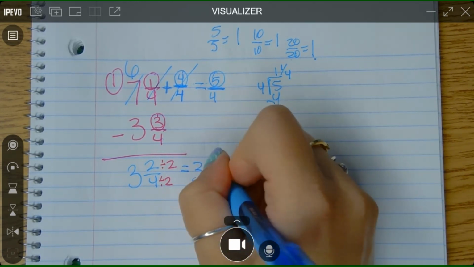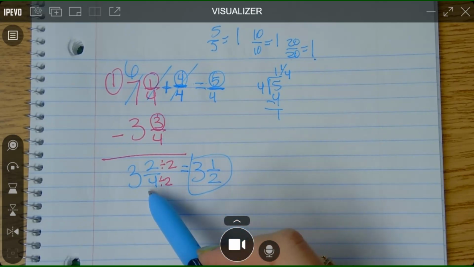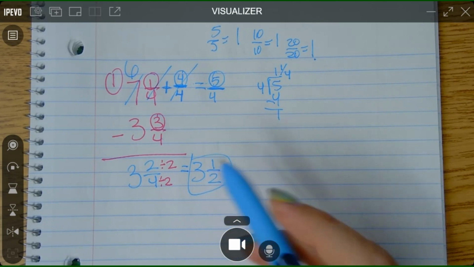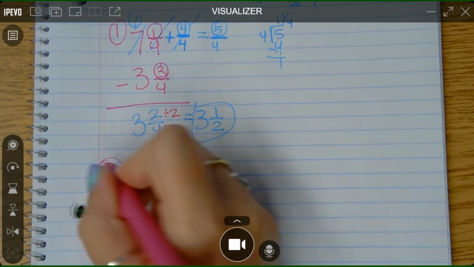Yes, 3 1/2. Because you had to ask yourself, can anything go into both of these fractions? Yeah, they're both even, so 2 can. 2 divided by 2 is 1. 4 divided by 2 is 2. And that was only affecting the fraction. The whole number just stayed a whole number. Okay, I'm going to do one more where they already have common denominators, and then I'm going to get harder.